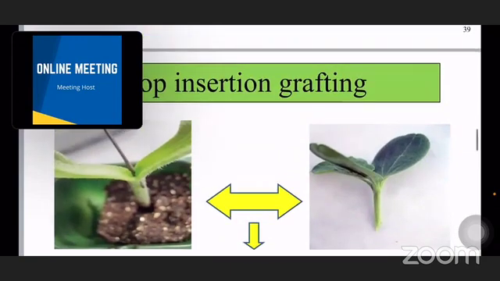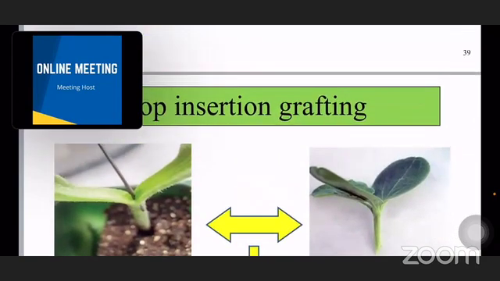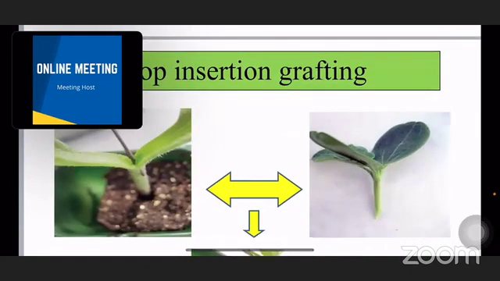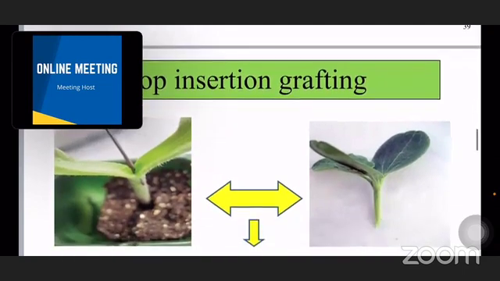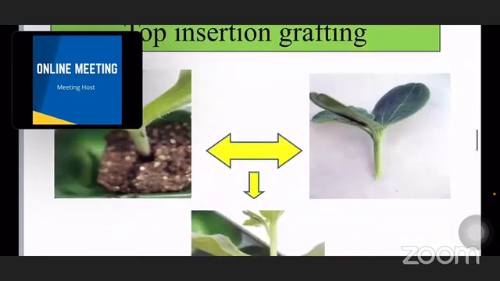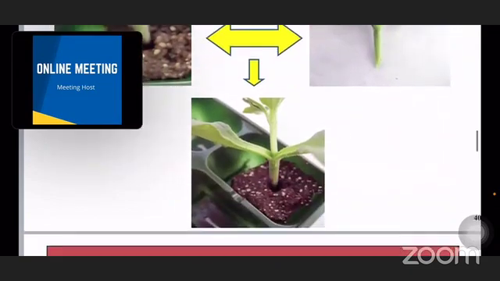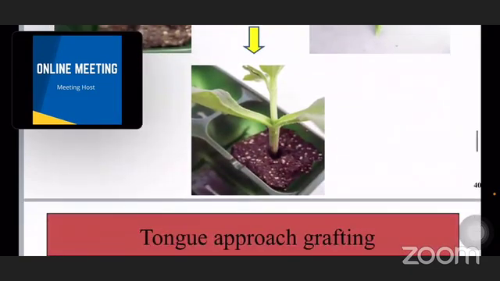Usually we have to do the grafting in about 7 to 8 days, when the plants attain two true leaf stage. That is the stage suitable for grafting. Here we can see the whole top insertion. Here they are making a hole with a pin, and in that hole we have to insert the scion part. This is in watermelon.